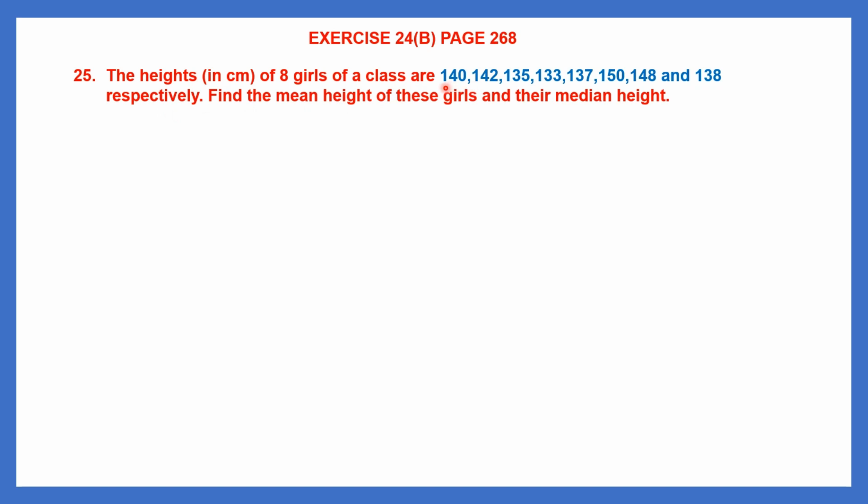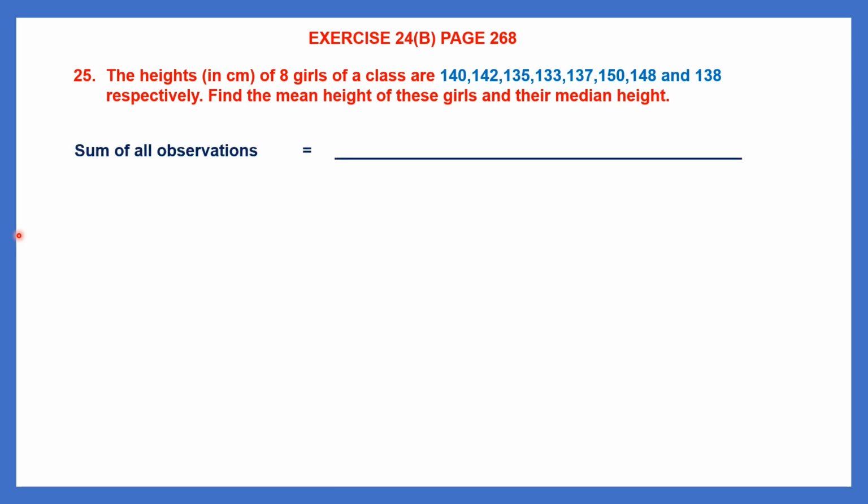That means the first girl, the height is 140 centimeters. The second girl is 142 centimeters and so on. Find the mean height of these girls and their median height. So we have to find the mean height, that means the average height, and the median height. That is the height that is in the middle. Okay, so let's begin by finding the mean height.